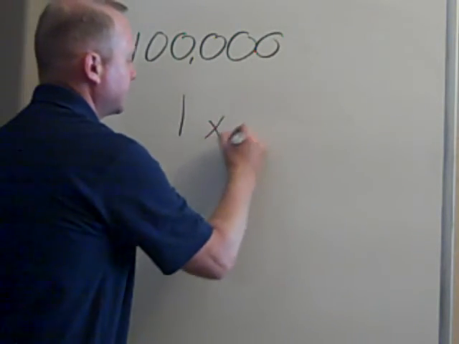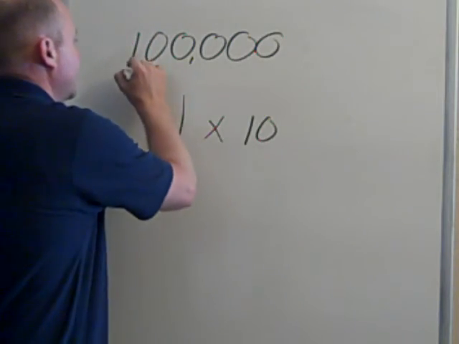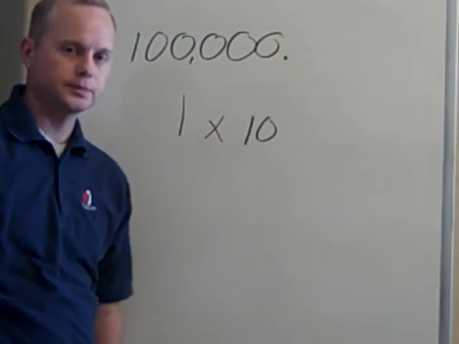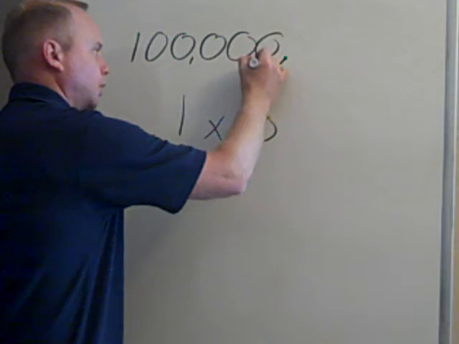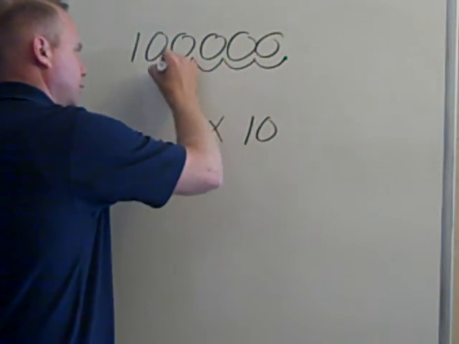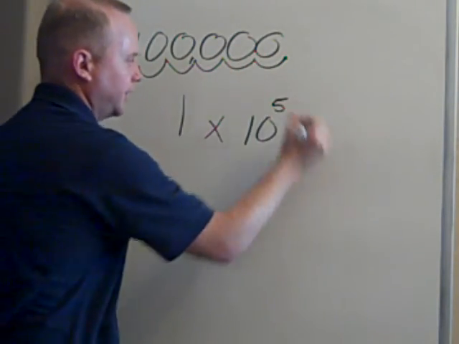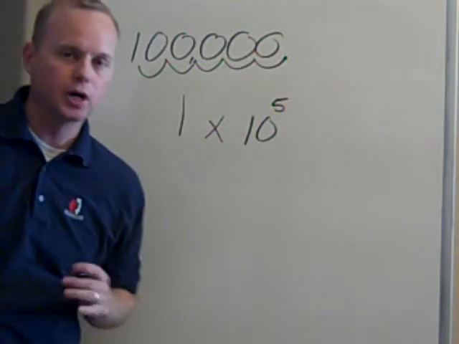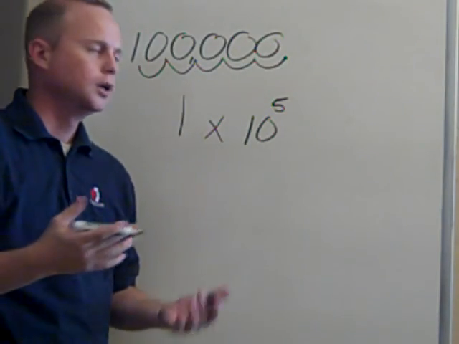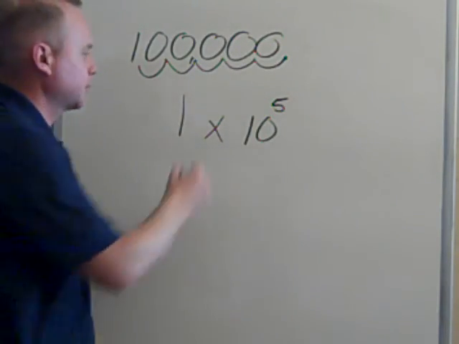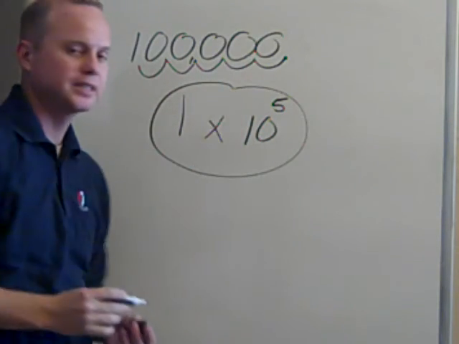And I can go 1 times 10 to the, now here is my original decimal. I count how many spaces I moved it. 1, 2, 3, 4, 5. I write that here. This number, the original number 100,000, is larger than 1. So because of that, I leave this as a positive exponent. So my answer to this one is 1 times 10 to the 5th.